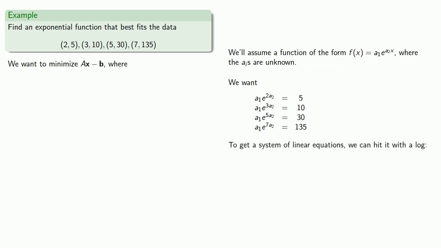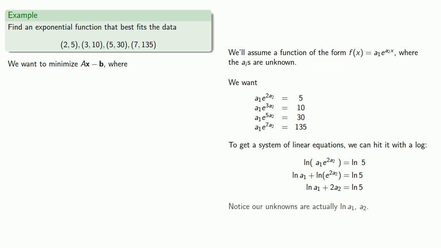To get a system of linear equations, we can hit it with a log. So let's consider this first equation, a1e to power 2a2 equals 5. If I hit both sides with a log and simplify, I get something that is a linear equation if we think about our unknowns as being log of a1 and a2. And similarly, I can rewrite all of the other equations by hitting them with a log.